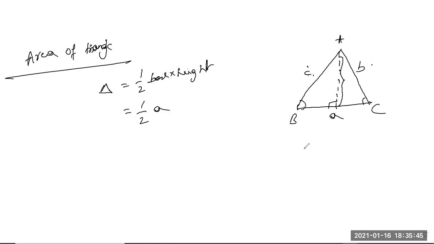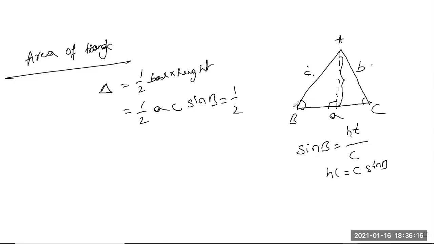Sine. Sine B is equal to this height. Suppose this is the height. Height divided by what? Because this is a right angle triangle, if it is the height, then small c. So height is equal to c sine B, right? Yes, sir. So area is half A c sine B.